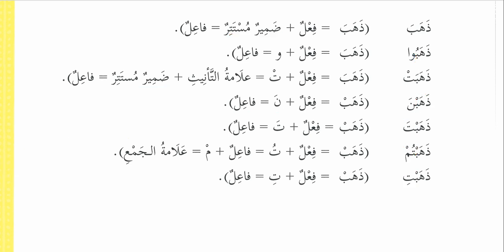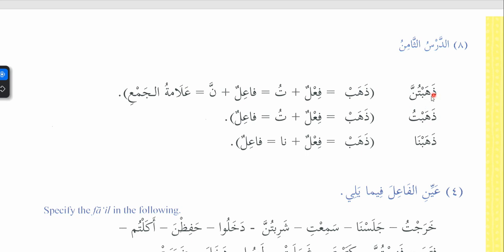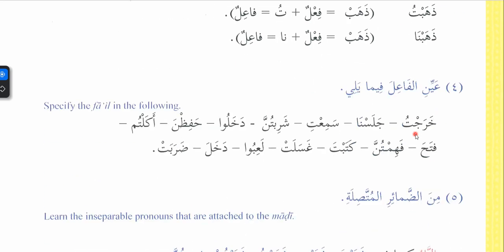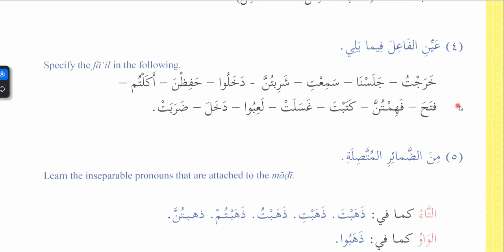Now let's move on. Similarly, you can see here dhahab tunna, visible damir here. Tunna is attached with dhahab. So this is in the fail position. The tu damir is attached with dhahab verb. So the tu is in fail position. Similarly with nun al fa'ilin comes with the dhahab structure. It's in fail position. Now here you need to find out the fail in these verbs given.